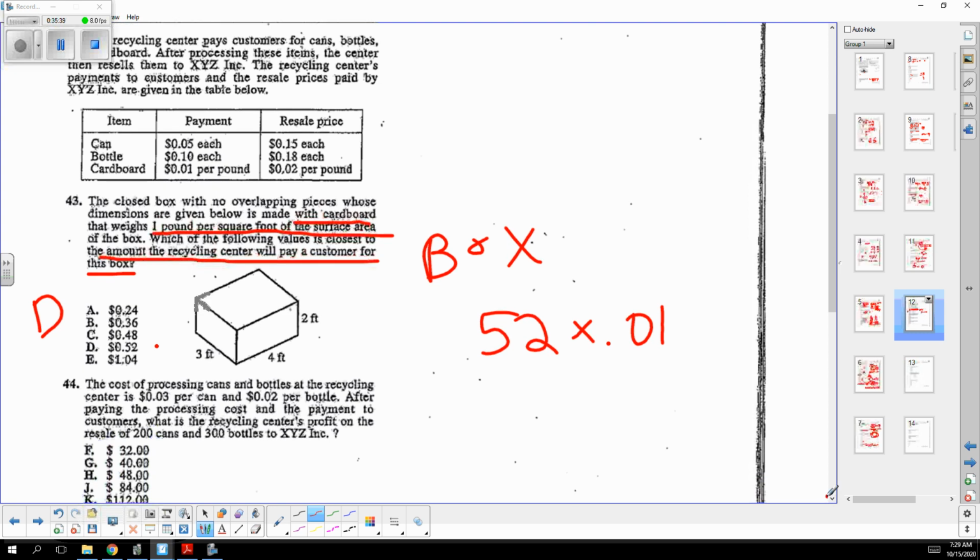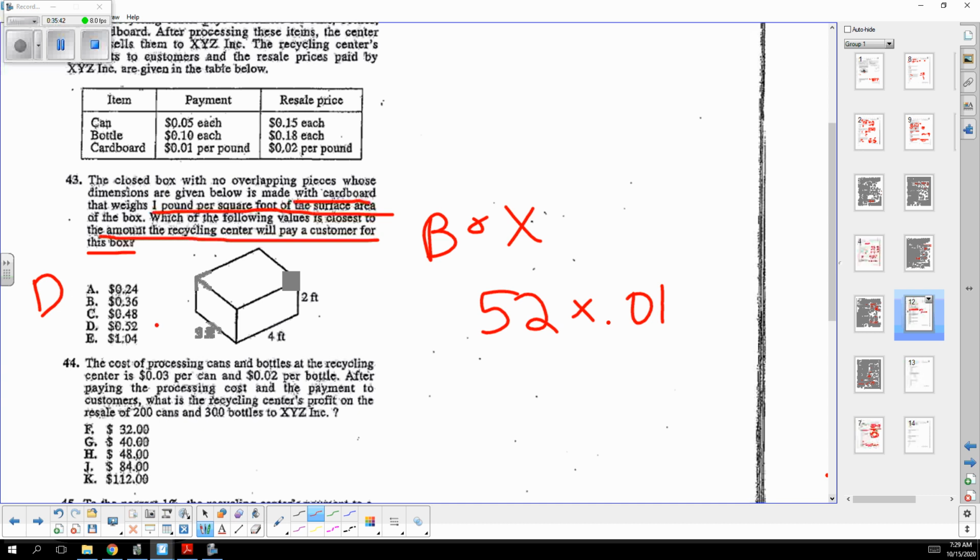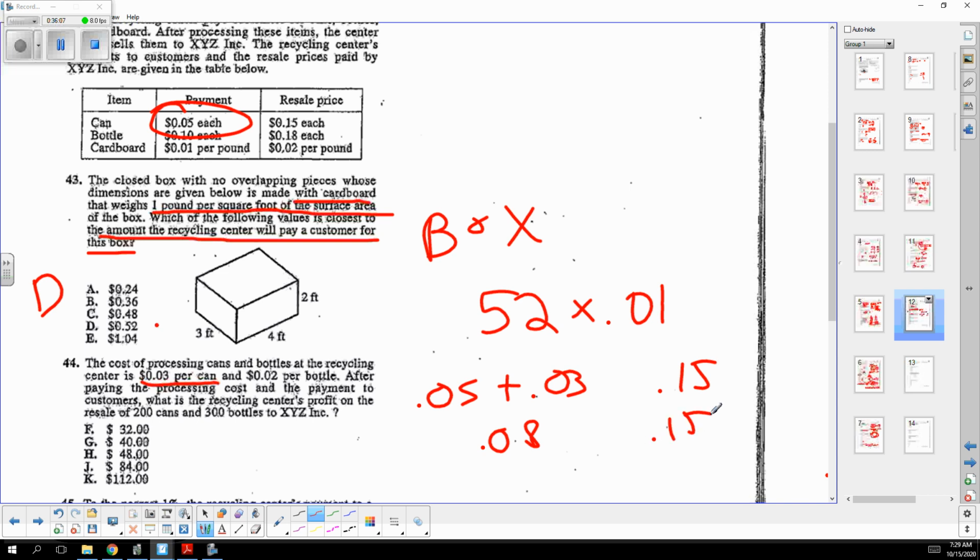Okay, this one's tricky. The cost of processing is 3 cents a can. So I'm going to pay you 5 cents a can, then spend 3 cents. So I spend 8 cents a can and I sell it for 15. So the profit is the difference. That's what I spend, that's what I sell. The profit is 7 cents per can.